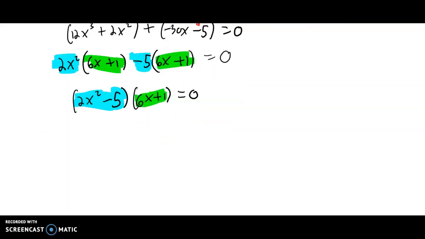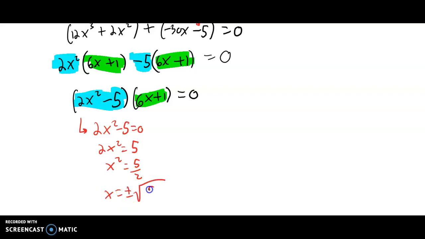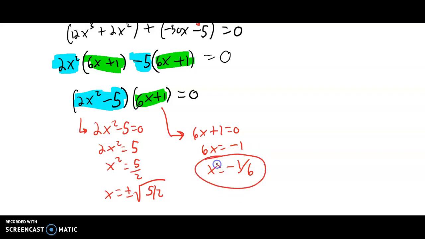Okay, when we solve, we're setting factors equal to 0. So I've got 2x squared minus 5 equals 0. Add over the 5. Divide the 2. We're going to square root both sides. And when we do that, we get a plus or minus root 5 over 2. Over here, I'm going to set it equal to 0. Move over the 1. Divide the 6. And these are our final answers here.